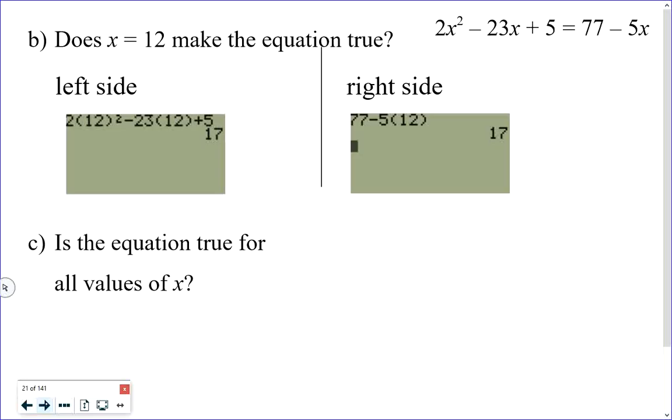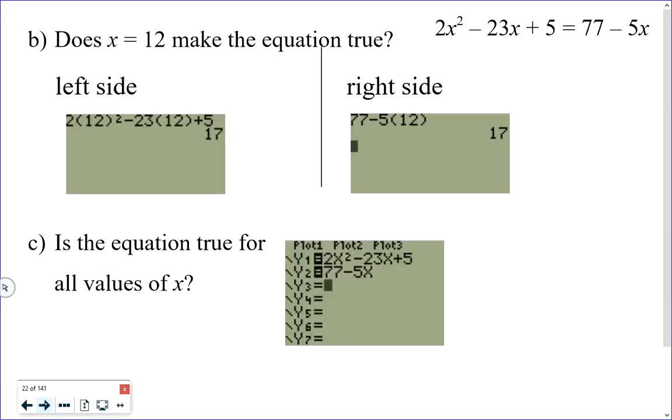If we can find one value of x that doesn't make this true, then the answer to this question is no. So what I've done, and this is a really good strategy in this unit, is I've put in for y1 the left side and for y2 the right side. And rather than looking at the graphs, which is a legitimate strategy, I'm just going to go to my tables.